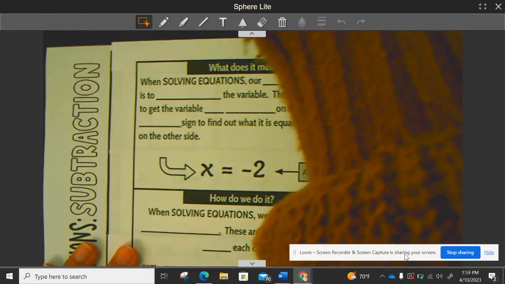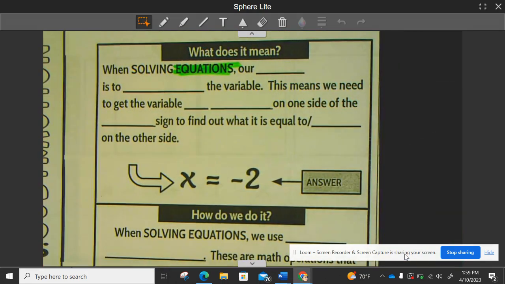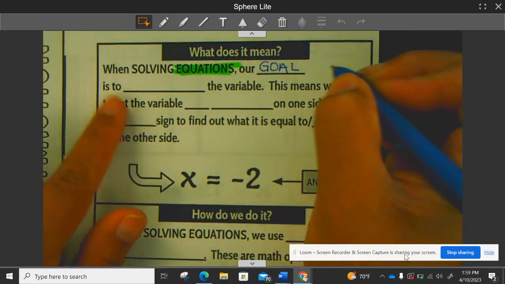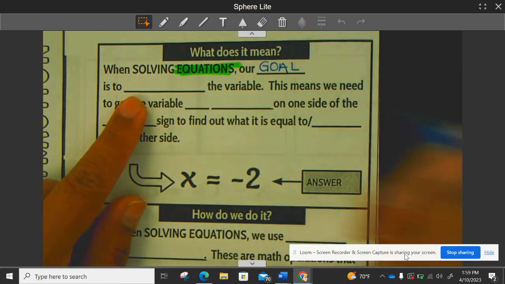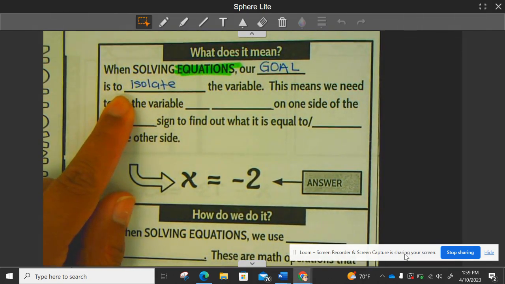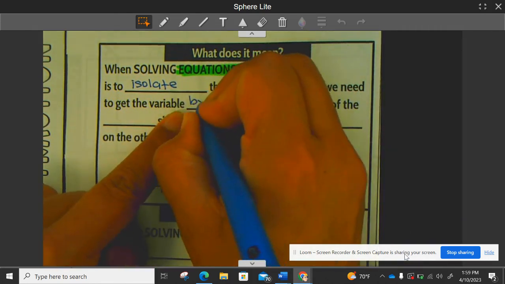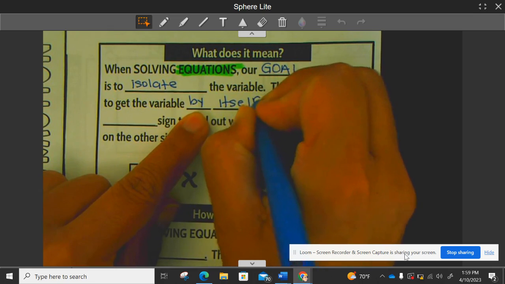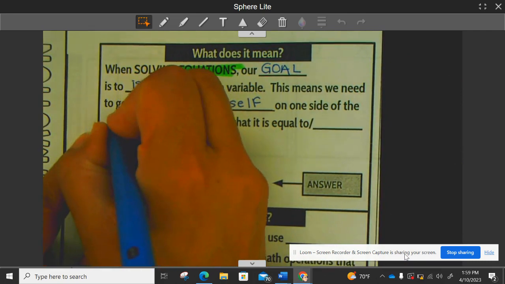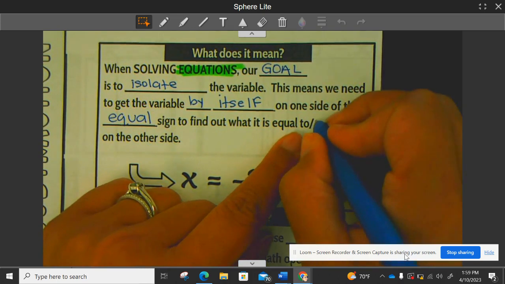equations, what does it mean? So when solving equations, remember we discussed yesterday that our goal is to what? Is to, yes, isolate the variable. And so remember, isolate means to get the variable by itself. Right? So you get the variable by itself on one side of the equal sign to find out what it is equal to or what it is worth.